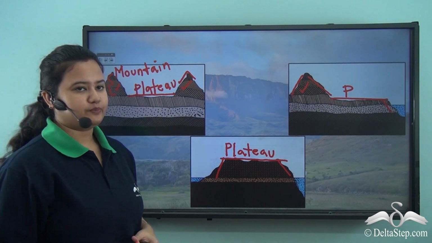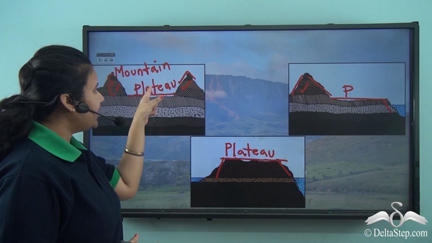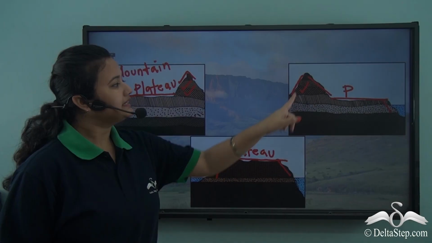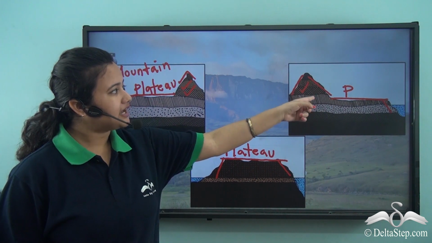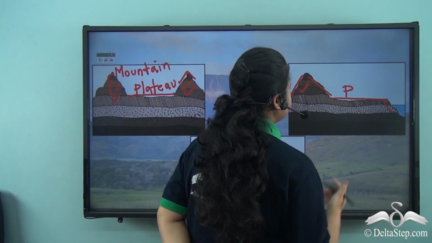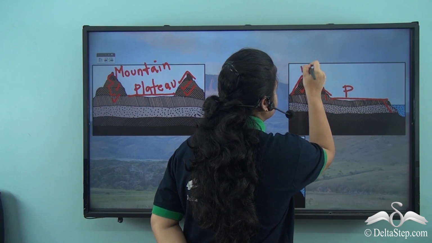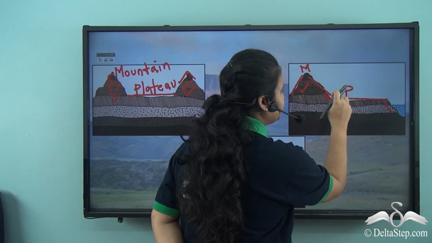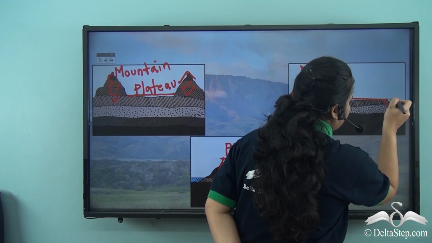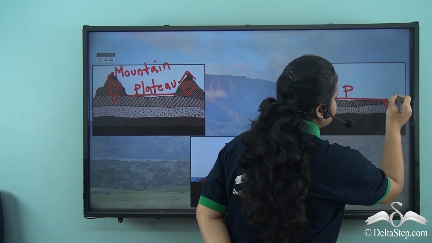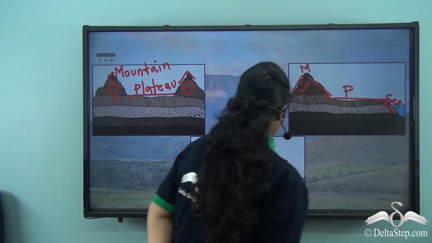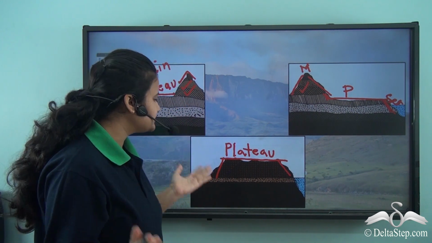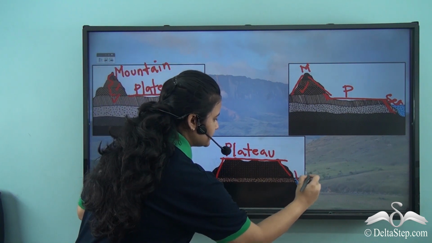So, in the first picture, we find that a plateau is situated between two mountain ranges. In the second picture, we find that a plateau is situated just beside or at the foot of a mountain. So, this is a mountain and a plateau is situated just beside it, and on the other side, it is flanked by a sea. In the third picture, we find that the plateau stands alone and it is surrounded by sea on both the sides.